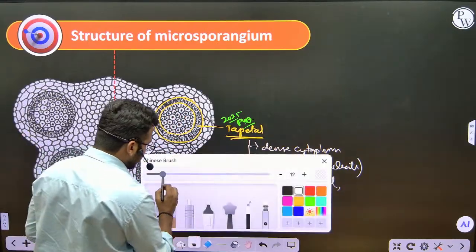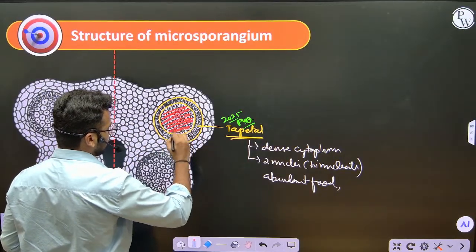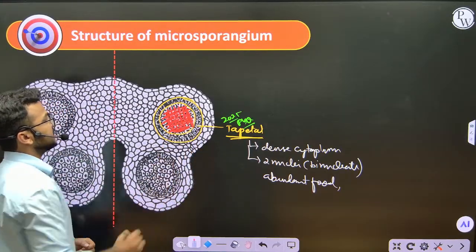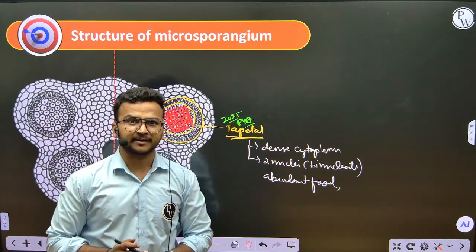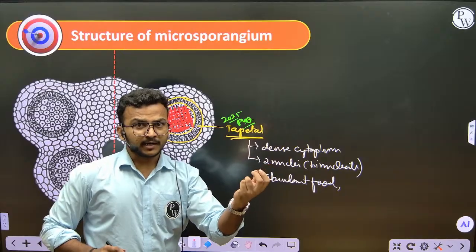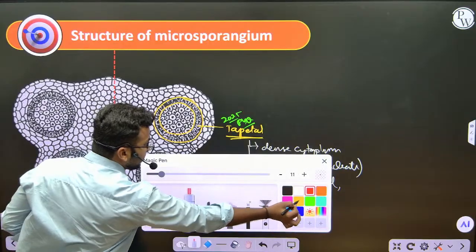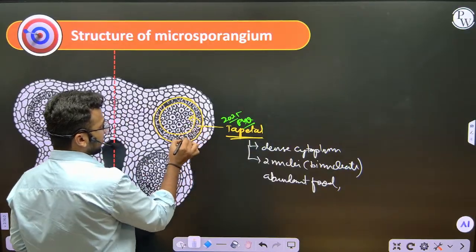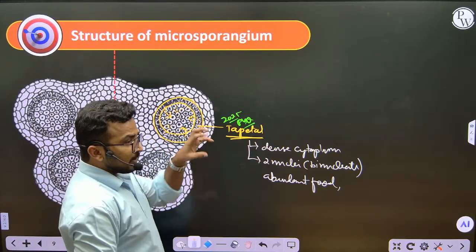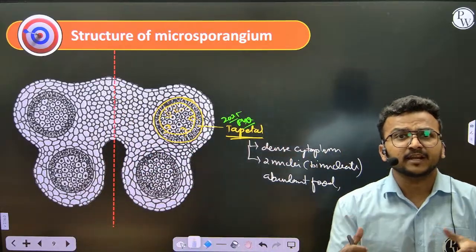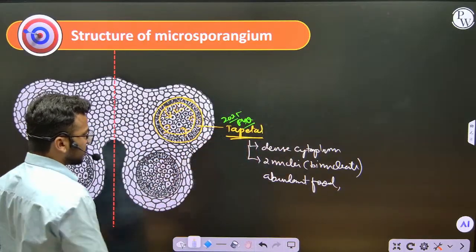So this is the sporogenous tissue, no? The whole content inside this, what you are seeing, is sporogenous tissue. This sporogenous tissue itself is going to become pollen grains later. So for sporogenous cells to develop into pollen grains, the nourishment will be provided by these tapetal cells. They will provide nourishment to the developing pollen grains. To do that, they secrete a large amount of food, and they have 2 nuclei. That is the special thing about the tapetal cells.